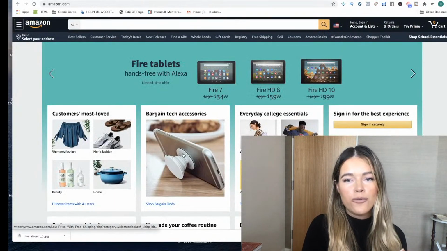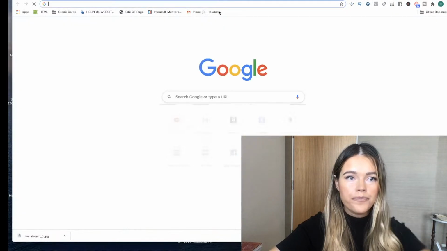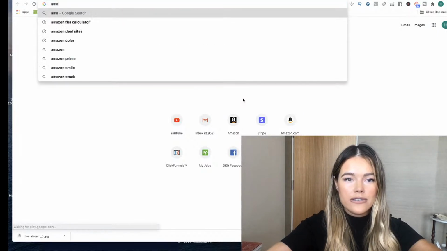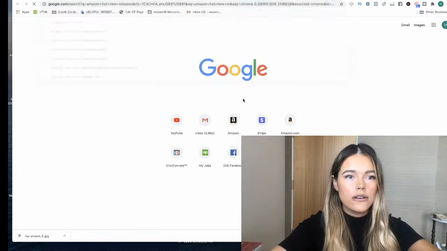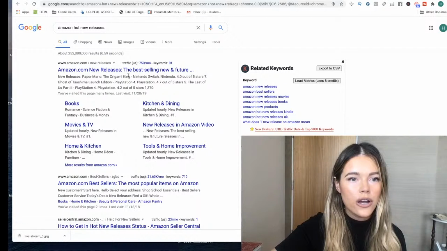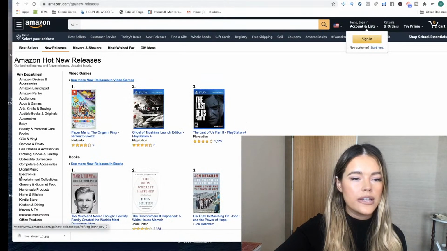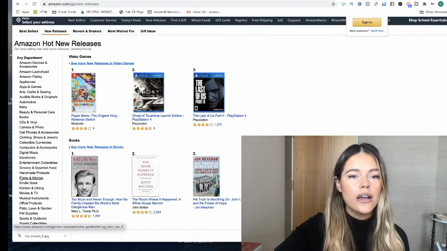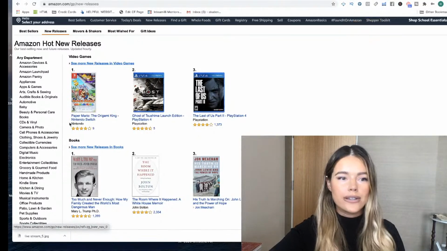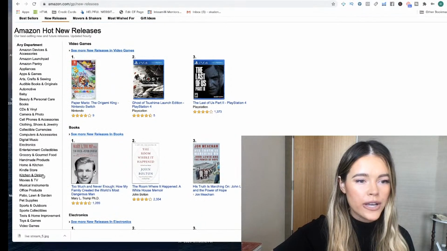I'm actually in Amazon right now. I think today I'm going to start with Google. So I'm going to type in Amazon hot new releases, and I really like this approach. So you go to Google, you type this in, and you click here, and you see all of these categories. And don't obviously go into books, but you can go category to category to category, and it becomes really fun. So let's go to kitchen and dining.